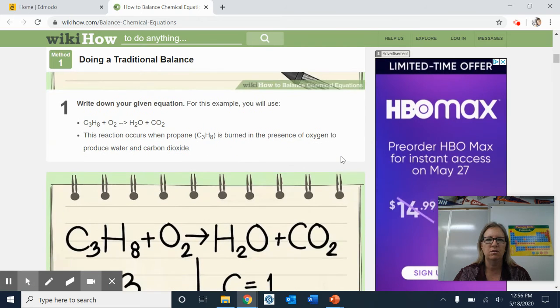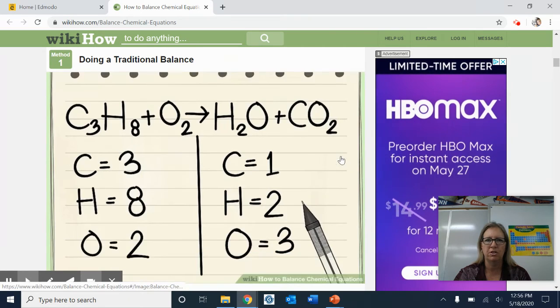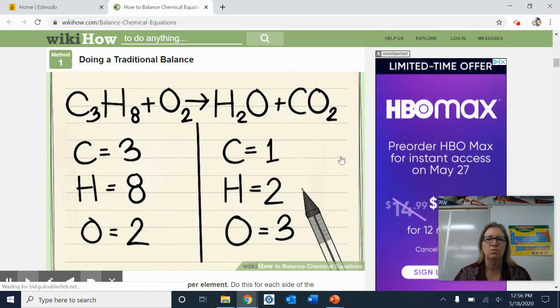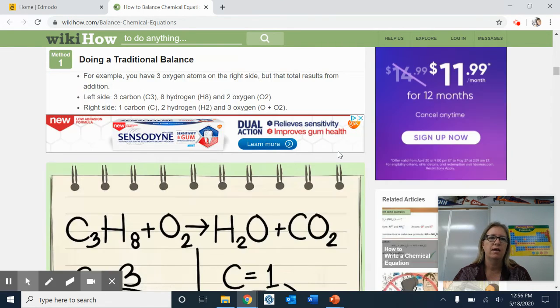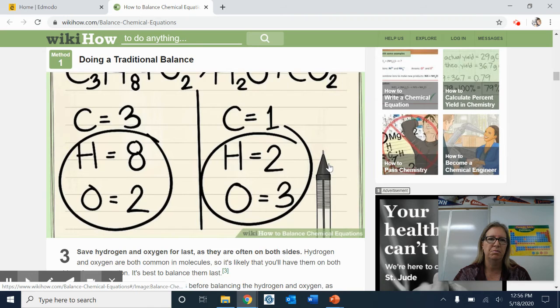You write down your formula, your equation, but then it's asking you to total up everything you have on each side. So on this side, in my reactants, I have 3 carbon, 8 hydrogen, 2 oxygen. On the product side, I have only 1 carbon, only 2 hydrogen, and now I have 3 oxygen. So it's not balanced, okay? So we need to start playing with this.